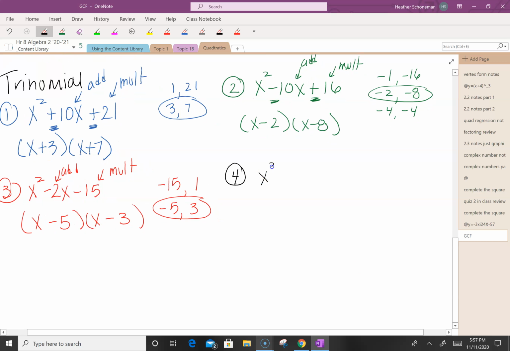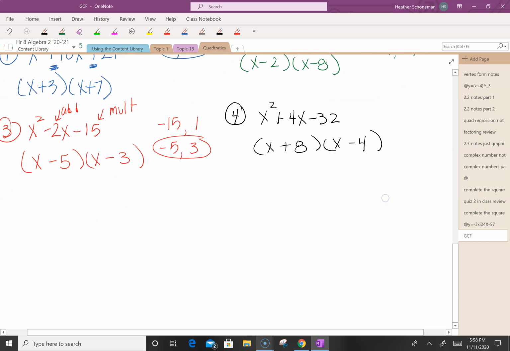Last example of this type. We're going to do x squared plus 4x minus 32. So I'm going to go straight to my 2 parentheses. I have an x and an x. The two numbers that multiply to negative 32 and add to 4 are going to be positive 8 and negative 4.